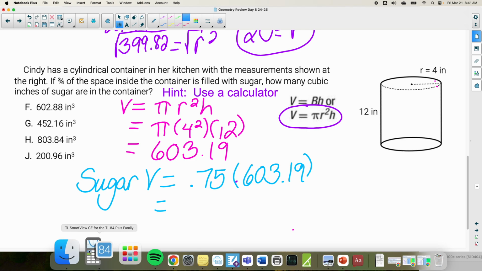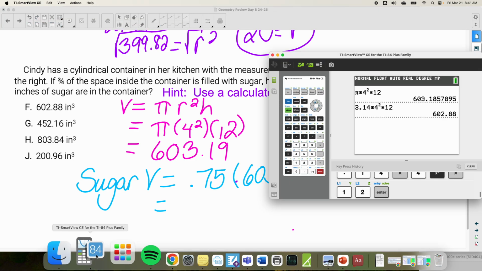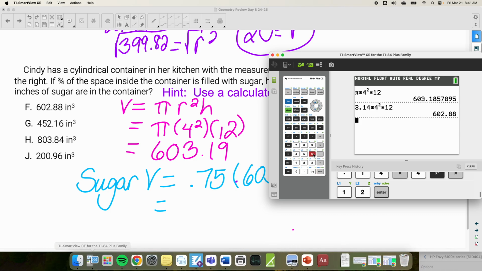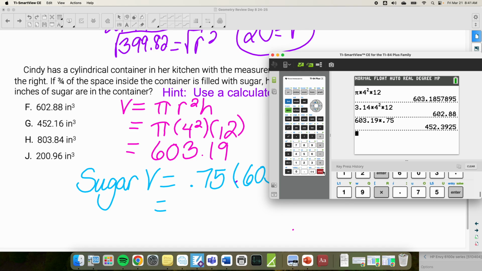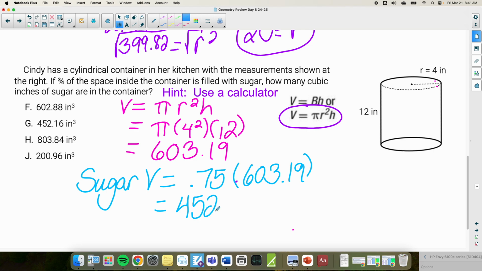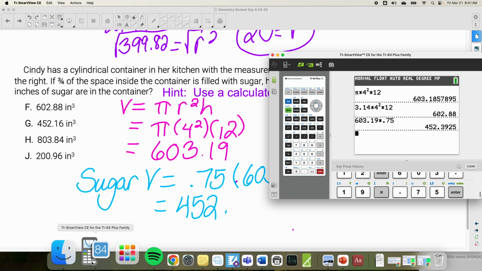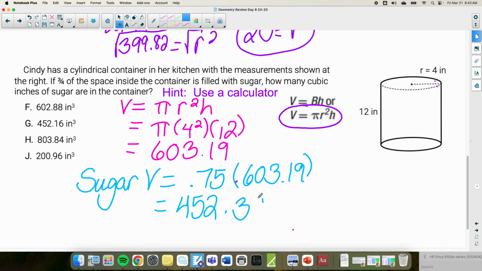So again, I can use a calculator on that. And we had gotten this answer up here, so I'm gonna use that one, 603.19. But again, if you're ever a little bit off, it's probably just you use pi and they use 3.14 or vice versa. So this would be 452.39. Okay, and if you look here, we have something very close to this, and it's probably because they used the 3.14 instead of the pi.